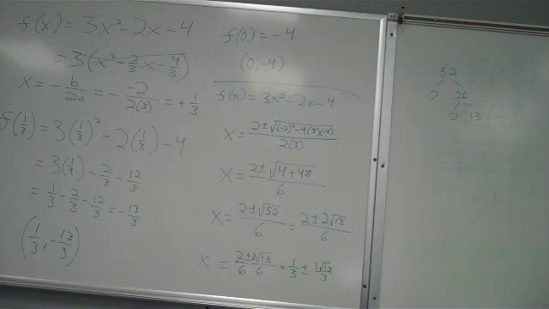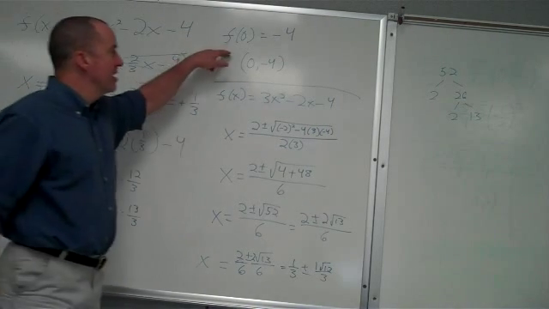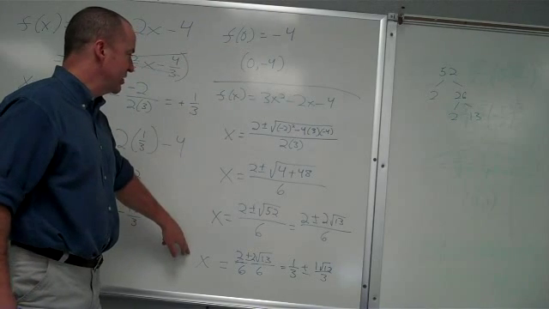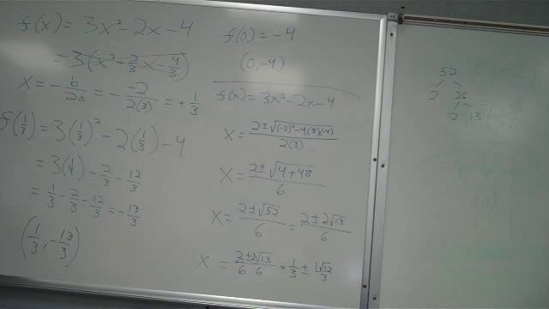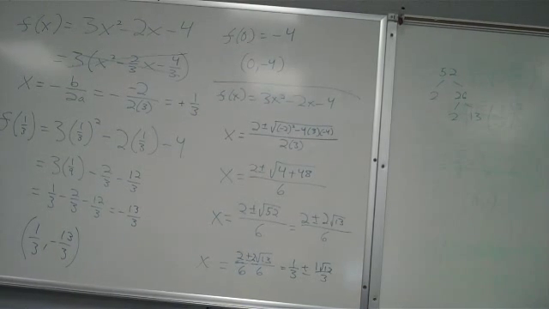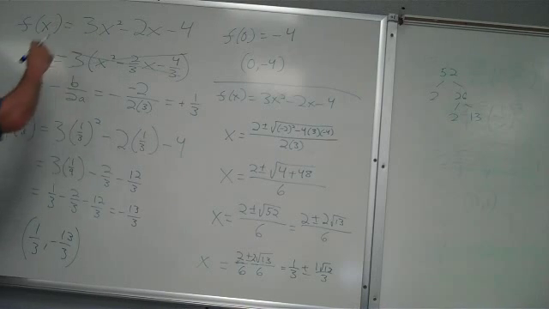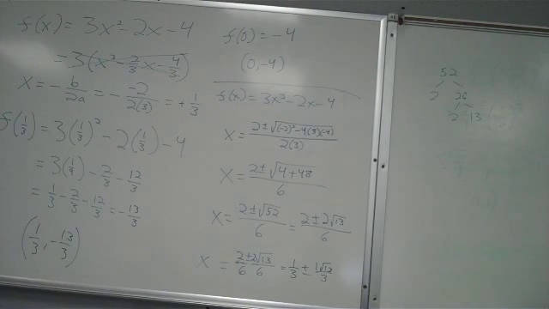Got the vertex. Got a y-intercept. Got some x-intercepts. That's really enough to graph. It also asks for domain and range. Domain of a parabola is always negative infinity to infinity. Range of a parabola: is this thing smiling or frowning? Smiling. So the range is going to be from some number up to positive infinity. That number is always going to be the y value. So that's going to be negative 13/3 up to infinity since it's smiling.